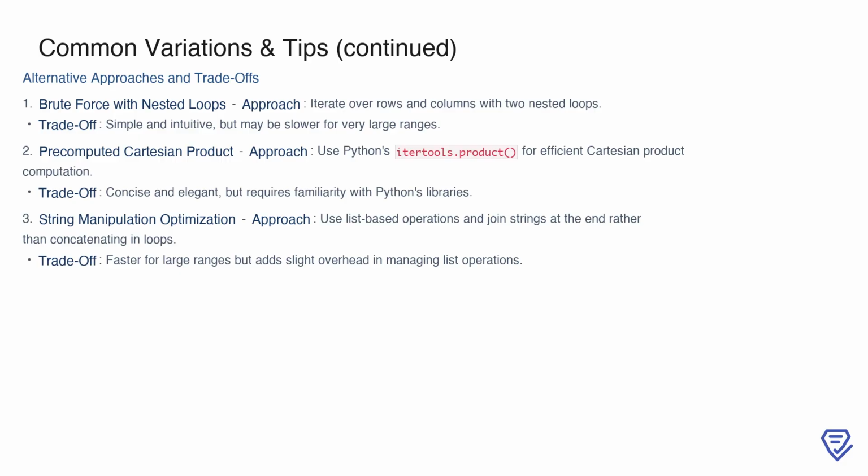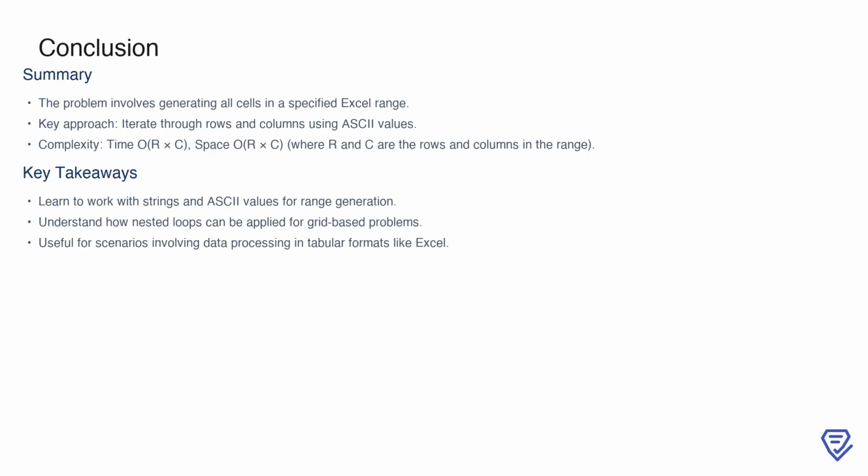Another optimization involves handling string manipulation. Instead of concatenating strings in a loop, you can use list-based operations and join the strings at the end. This method is faster for large ranges but may require extra steps to manage the intermediate list. Each approach has its pros and cons, so choose based on the problem constraints and your goals for clarity and efficiency. Great job working through this problem.